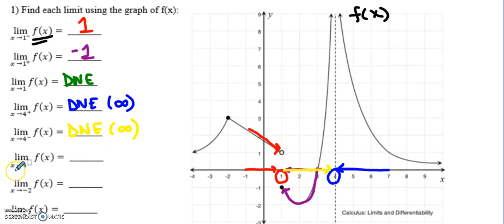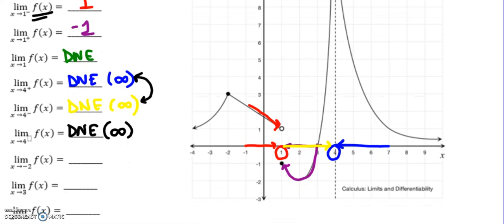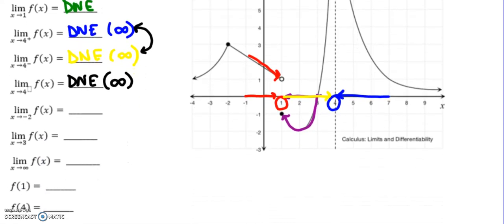So the limit overall as x goes to 4, this is tricky, because remember, we can say the limit itself does not exist. I'm not approaching anything. However, because from the left and from the right are approaching the same version of infinity, right? They're both going up to positive infinity. You could describe the limit or use a descriptive limit of infinity.